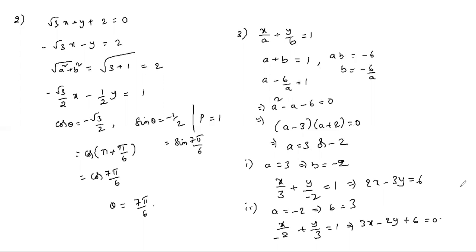Next, fourth one. Find the points on the y-axis whose distance from the line is given. The same problem we did for the x-axis, same here also. On the y-axis you have to take the point as (0, alpha) or (0, beta).